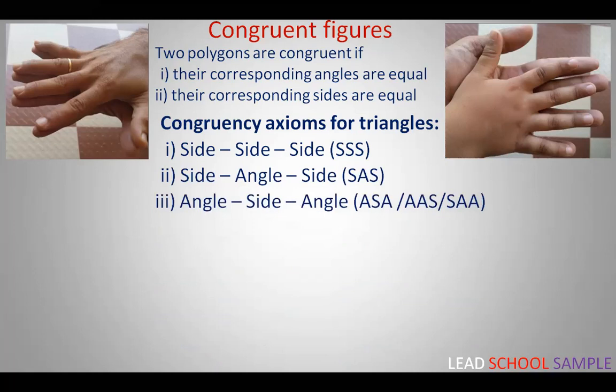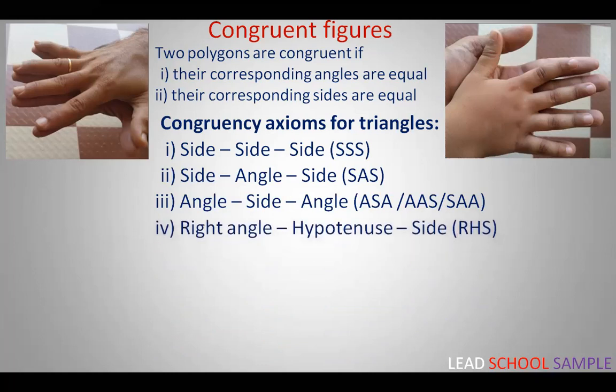Similarly, the ASA congruency criteria. Here the side is not included, also no problem. Why? Because if two angles are equal, then automatically the third angles will be equal by the angle sum property of triangles. And one more criterion is the RHS congruency criteria, that is right angle, hypotenuse and side.